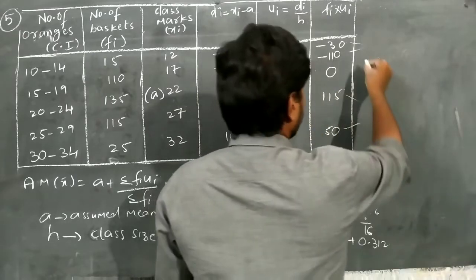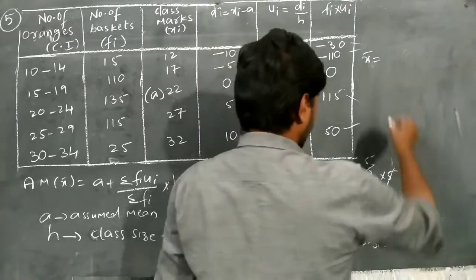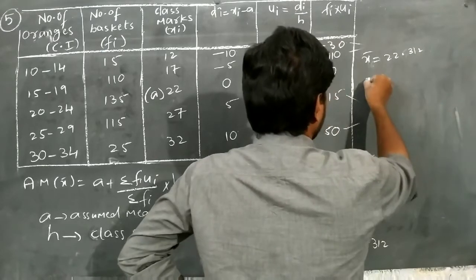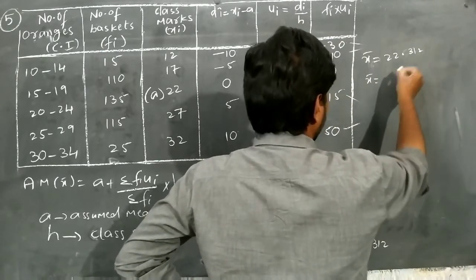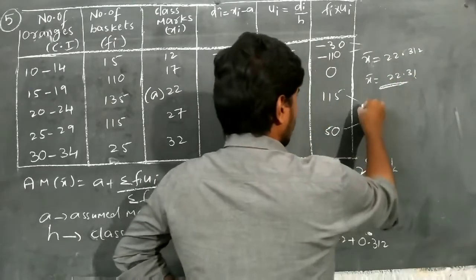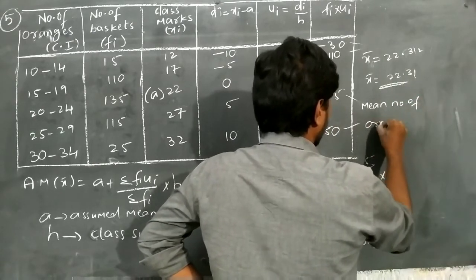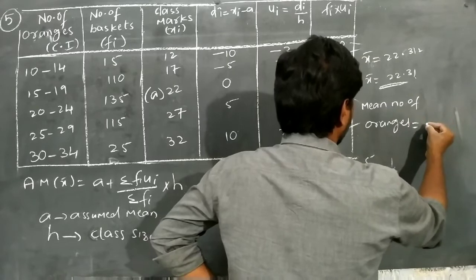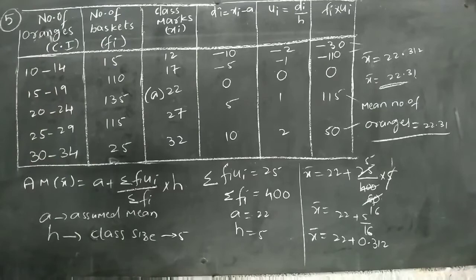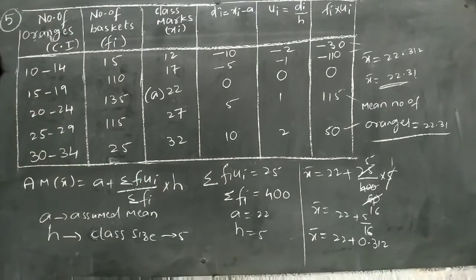Okay, now x bar is equal to 22 plus 0.312, it's nothing but 22.312. Okay, so we can write, take up to 2 decimals only. 22.31 is the mean number of oranges. Okay, so mean number of oranges is equal to 22.31. Okay, so here we have used the step deviation method to find the mean of the oranges. Okay, right.